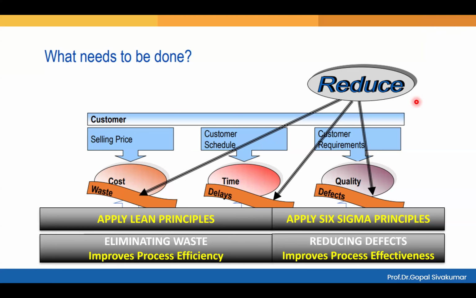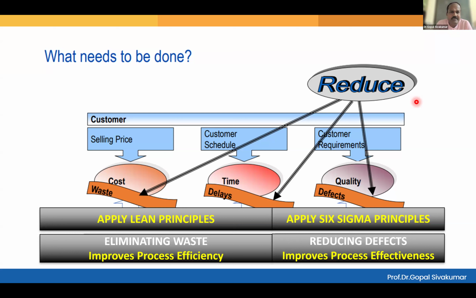And similarly, the lean principle is eliminating waste. How? By eliminating the non-value adding activities. Eliminating waste by eliminating the non-value adding activities. What are non-value adding activities? The activities that do not add value in the eyes of the customer. Yesterday, we have seen 7 types of waste, isn't it? All of them are non-value adding.